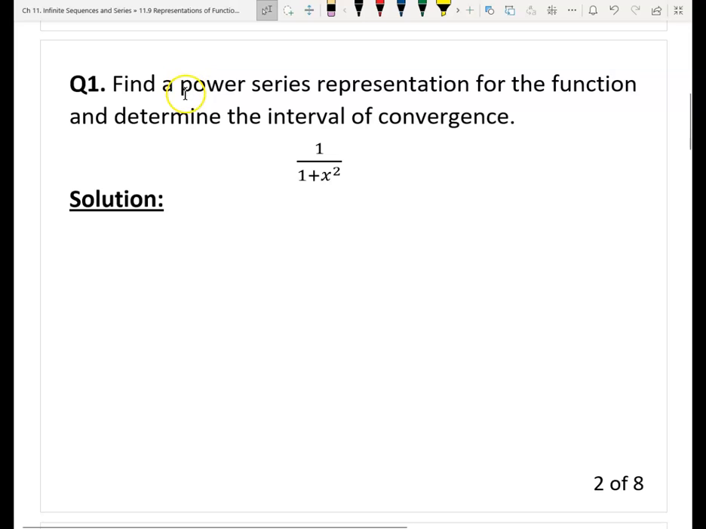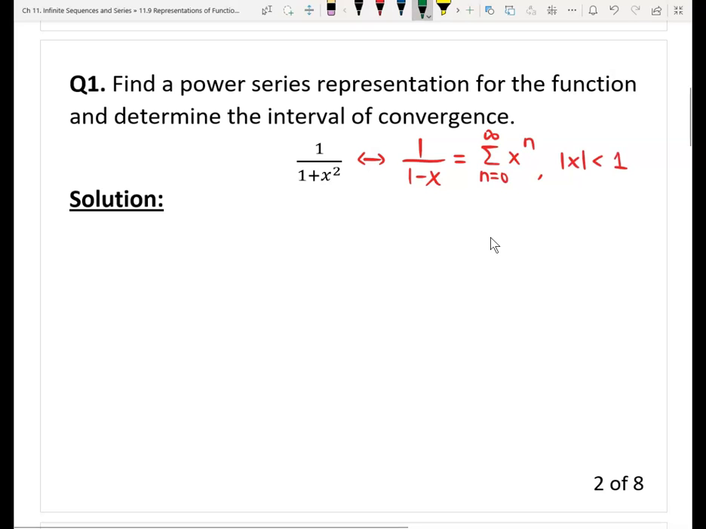Here is the first question. We need to find a power series representation for this function and find the interval of convergence. And how about this function? This is not 1 over 1 minus x. However, it is linked to that function, right? So let me draw here. It is definitely linked to this function. This function, we can have a geometric series representation. If I write it, it is the sum from n starting at 0 to infinity of x raised to the nth power. The domain is absolute value of x less than 1.